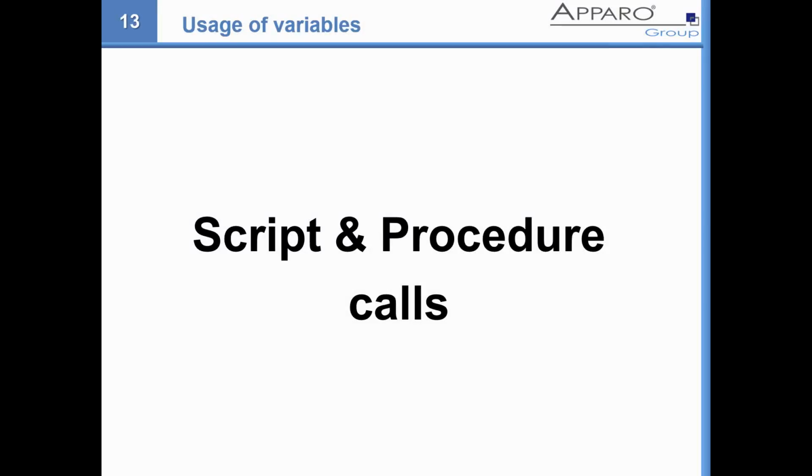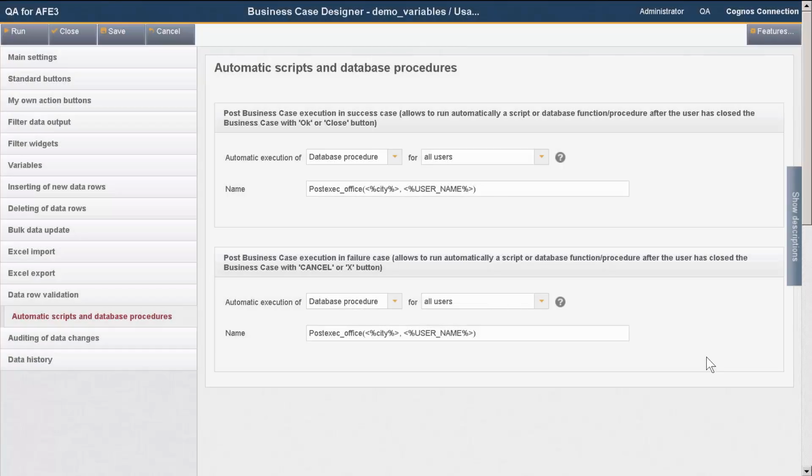Usage in script and procedure calls. Variables can also be used when calling scripts and database procedures. Like here in the feature, Post-Business Case Execution in Success Case. Here two variables are passed as parameters to the database. This also applies to the call of scripts and database procedures via button.